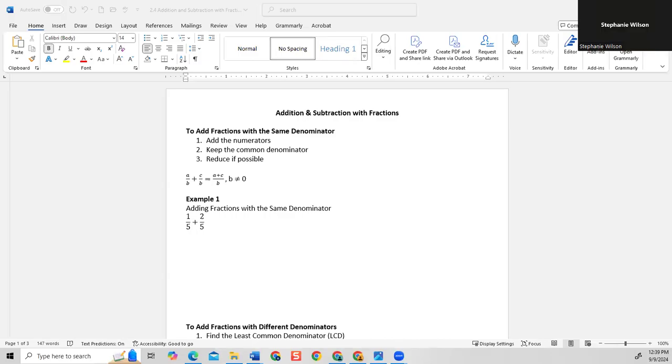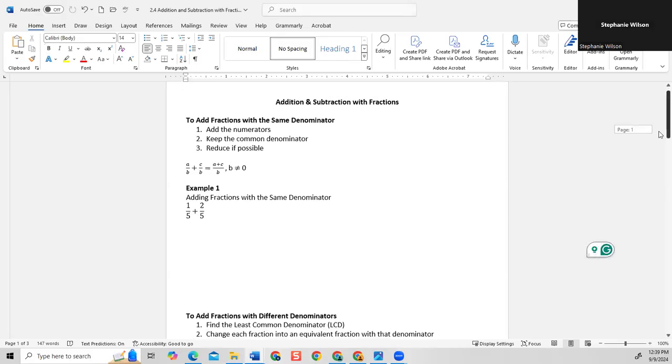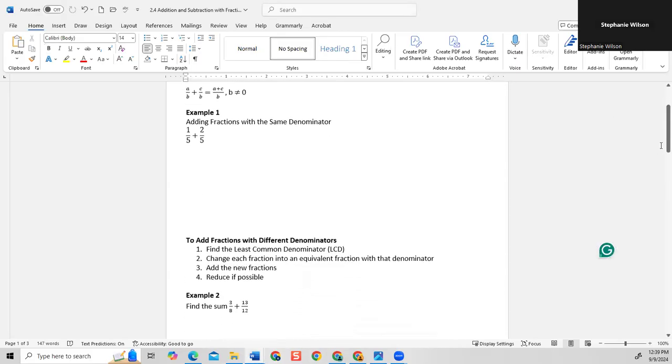Adding and subtracting fractions. Whenever we add or subtract a fraction, we have to have a common denominator. So let's get started with this. One thing about our denominators, we cannot have 0 in the denominator. So that's out of the question. It's undefined. We dig deeper into algebra on that one.